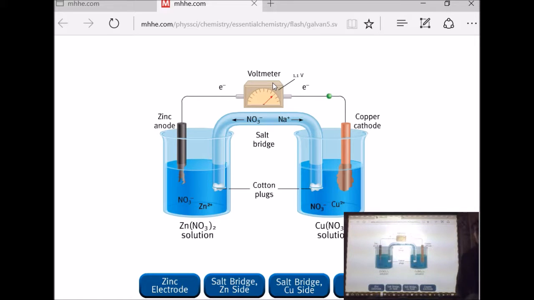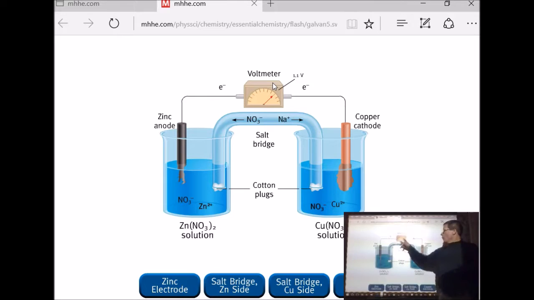It's thermodynamically favorable. It's spontaneous. It's kind of like when you throw a match in gasoline. It wants to burn. It wants to blow up. So this wants to happen because of the voltage. That's the beautiful thing about things that are spontaneous. They want to happen. And if we give them the right conditions, it'll take place.